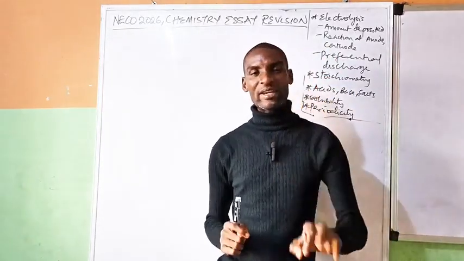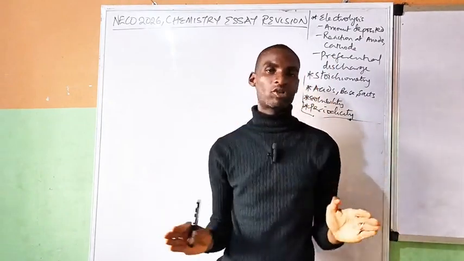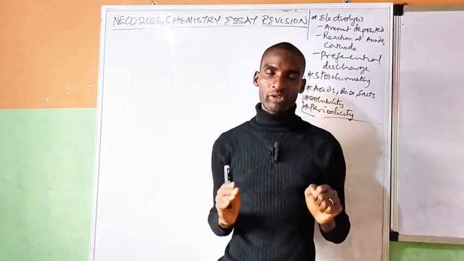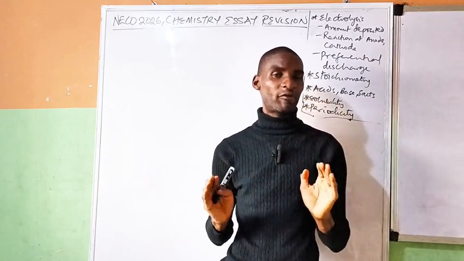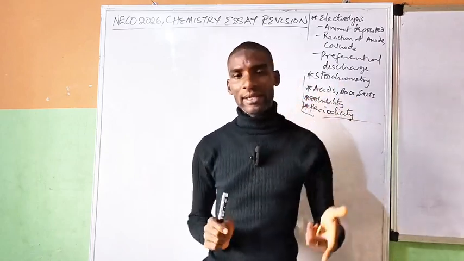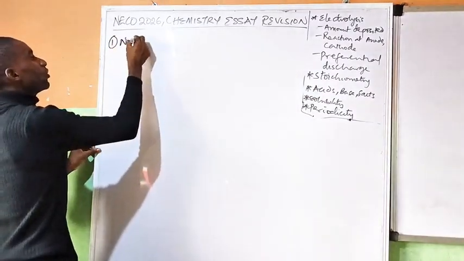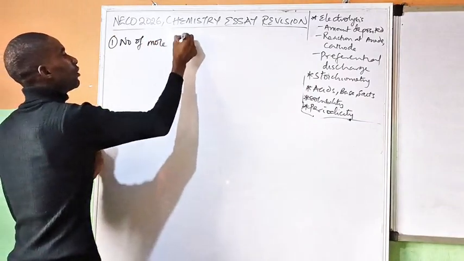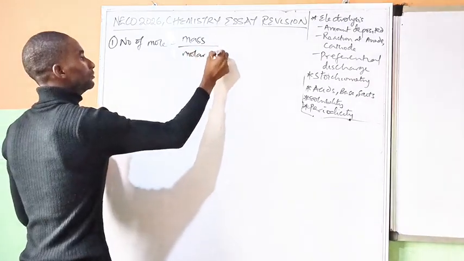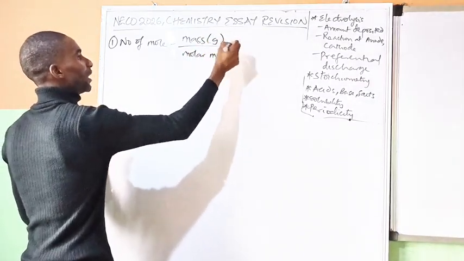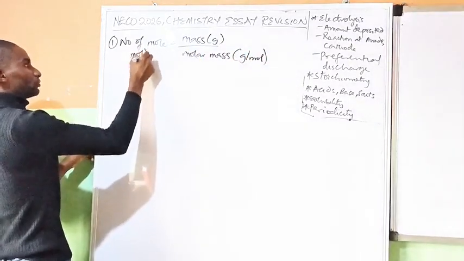I want to give you very quickly 5 equations that you would use to answer any question in your mole concept. I'll give you those 5 formulas, master them, very simple, short formulas, and then we take an example and look at it. Number 1 is number of mole equals mass over molar mass. Your mass in gram, molar mass in gram per mole, number of mole in mole.